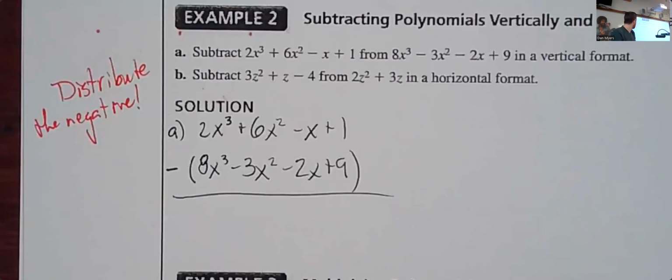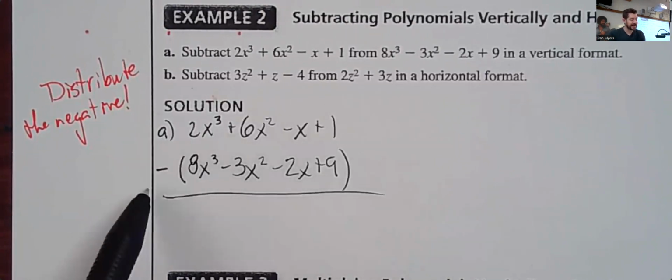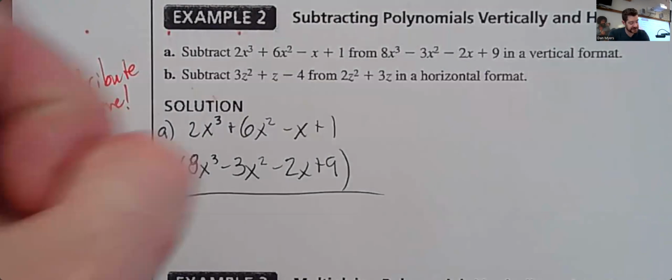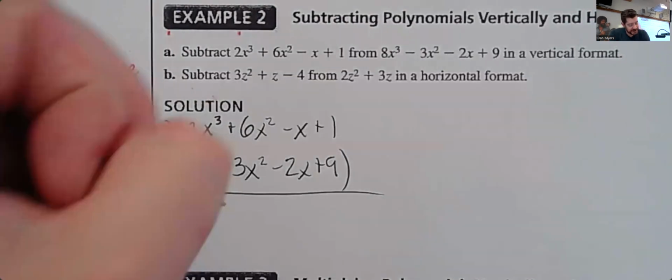Distribute the negative. If you are subtracting polynomials, you have to distribute the negative to the second polynomial. But that's really the only difference. So here it would be 2x cubed minus 8x cubed. 2 minus 8 is negative 6, so that's negative 6x cubed. 6 minus negative 3 would be 6 plus 3. That's 9x squared.